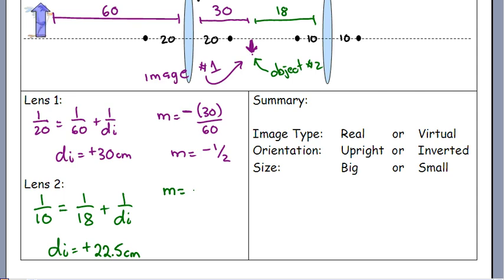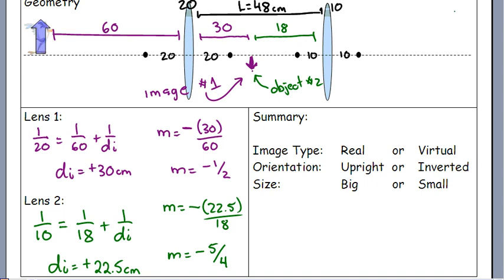Magnification would be the opposite of 22.5 on top of the 18, which, if you tidy that up, is negative 5/4. So that is going to invert the story. It's going to make it slightly larger and park it 22.5 centimeters away. So a little bigger than this, you know, somewhere out about here, kind of like that. And this distance will be 22.5.